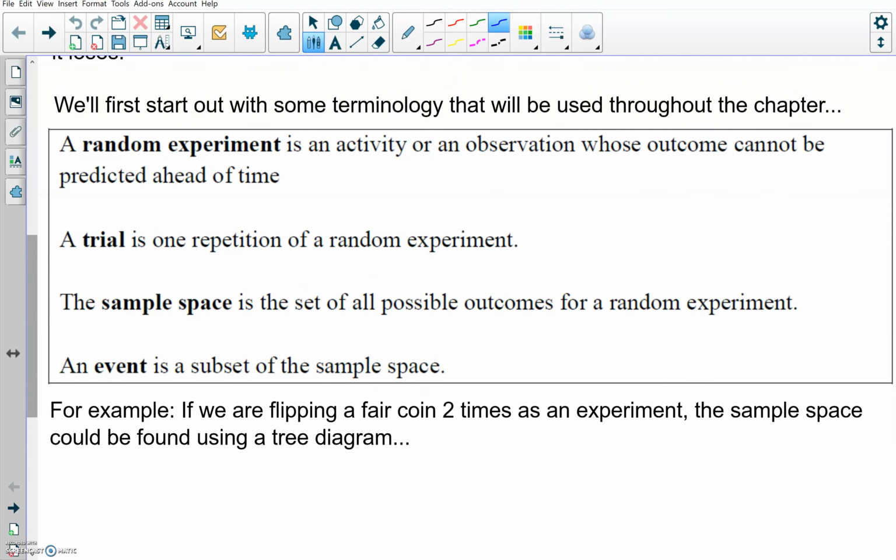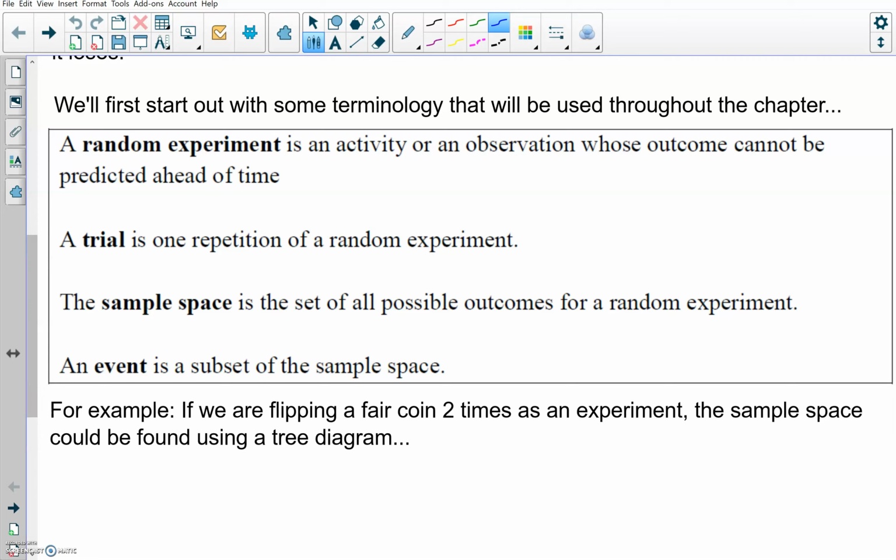A random experiment is an activity or an observation whose outcome cannot be predicted ahead of time. So something like rolling a die, drawing a card out of a well-shuffled deck of cards, flipping a coin, all those things. It's random. You don't know what you're going to get. Even if you're very skilled at flipping coins, there's still a chance, unless you're just really good, that you don't know what's going to come up when you flip that coin. So, it's anything where you just don't know what's going to happen when you do it. The outcome cannot be predicted.